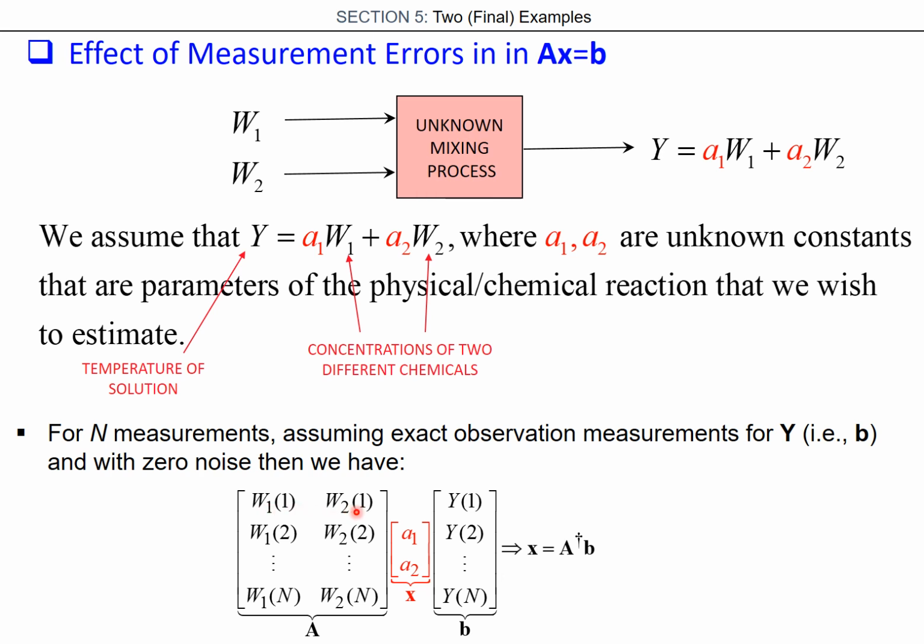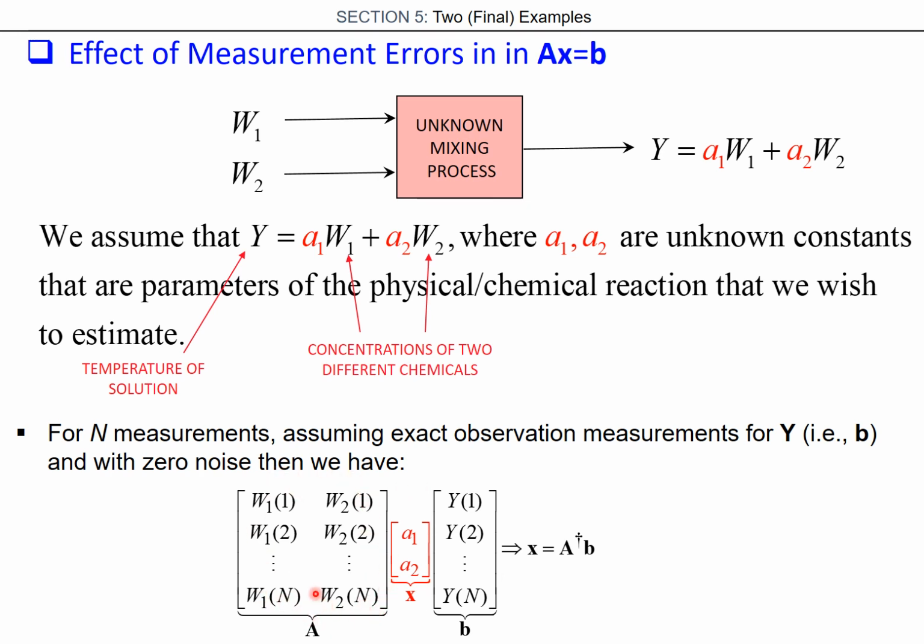w11, w21, that's the concentration of the chemicals for the first go, that's for the second go, that's for the nth go. And if there were no errors whatsoever, you would only need to do it twice, wouldn't you? Because you'd have two equations and two unknowns and you'd get the answer. But that's never the case. There are always some errors, so we overdetermine.